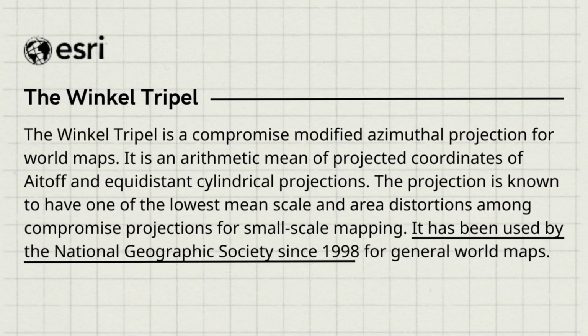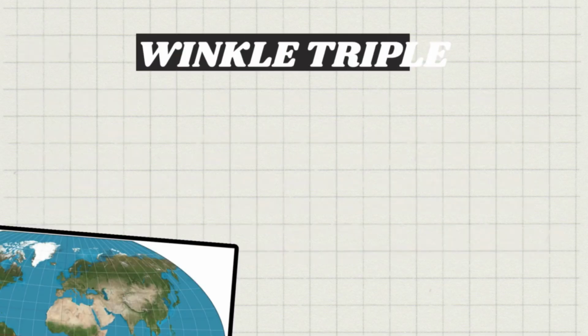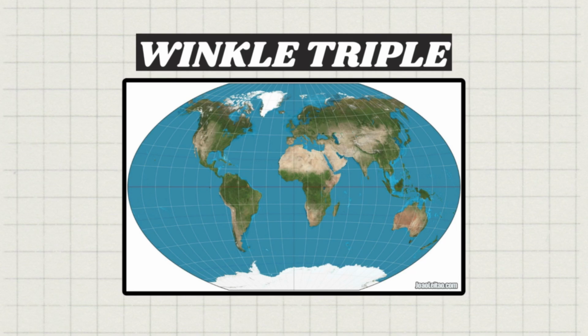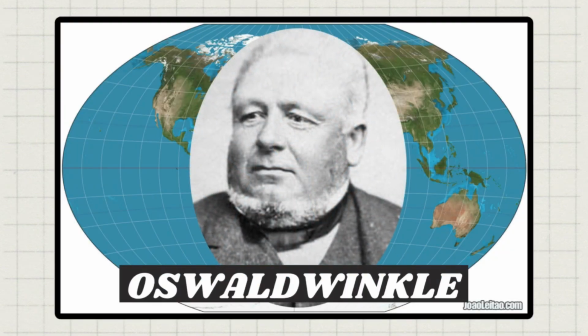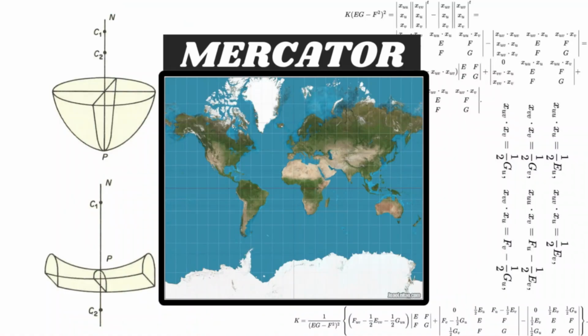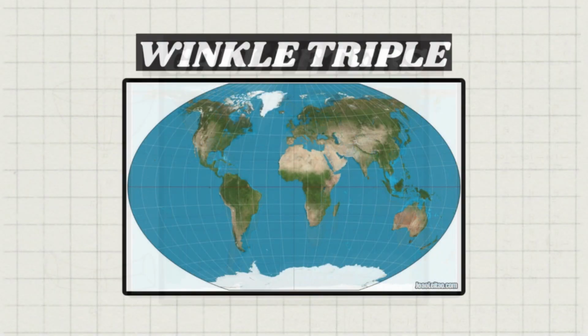So from 1998, the National Geographic Society uses the Winkel-Tripel projection. The Winkel-Tripel projection is a compromise projection that was developed in 1921 by Oswald Winkel. It is an attempt to create a projection that reduces distortion in terms of area, distance, and direction, making it a well-balanced projection that is suitable for general purpose mapping.